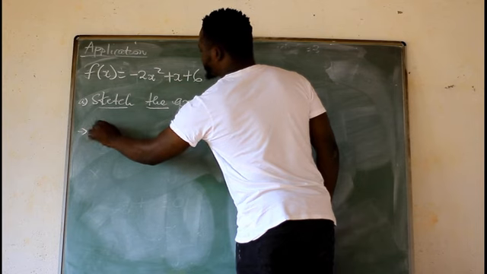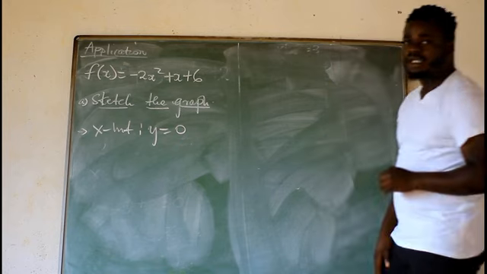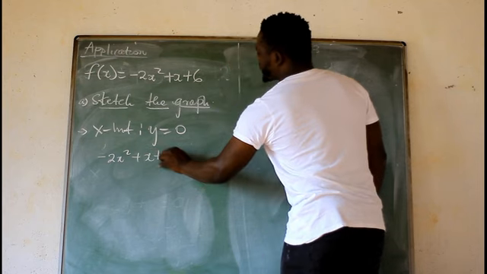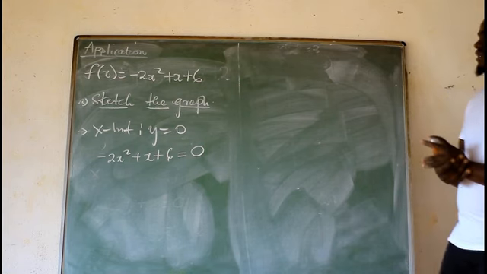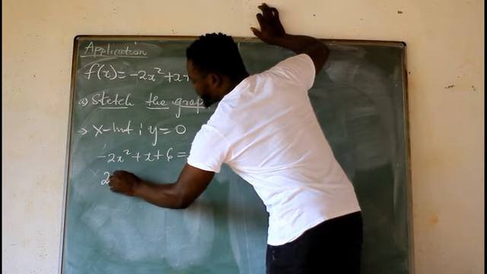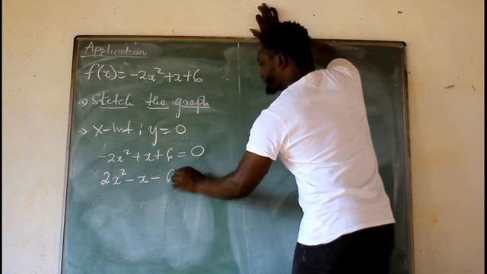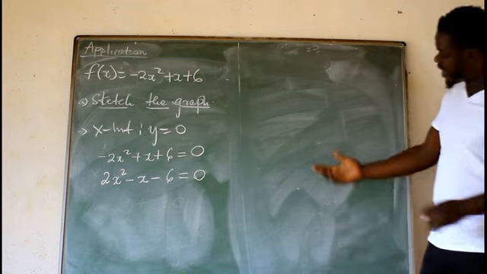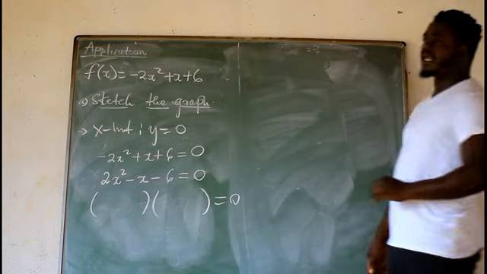The x-intercept says that y equals 0. Then it's going to be -2x squared plus x plus 6 equal to 0. Now, let us divide by negative. If you divide by negative, you're going to have 2x squared minus x minus 6, which equals 0. Now, this is a trinomial. You need to know how to factorize a trinomial. In order for you to factorize a trinomial, we use the common brackets.